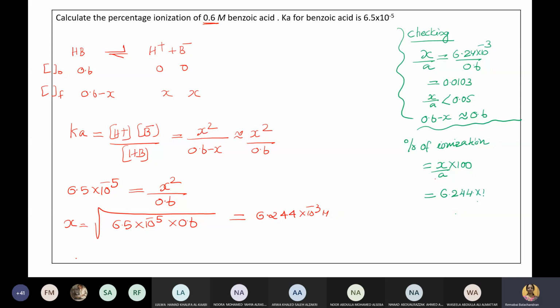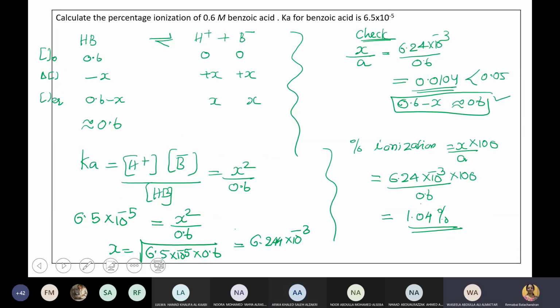6.244 times 10 to the power minus 3 over A is 0.6 times 100. So what is this answer? It will be 1.03. Is it correct? Is it okay? Yes, doctor. Okay.